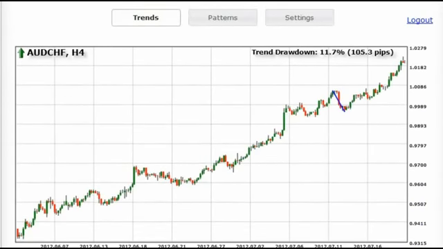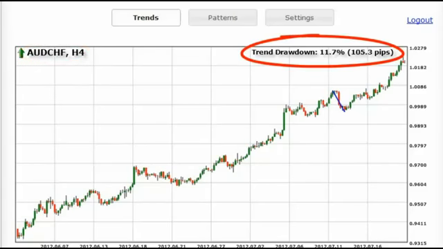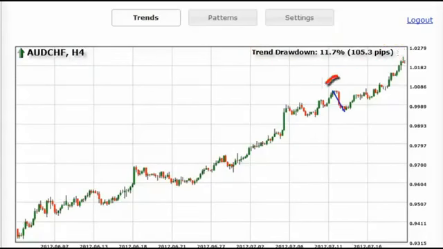The trend direction, pair and timeframe, and the trend drawdown. The drawdown is very low. The trend looks very nice. This blue line is the maximum drawdown.